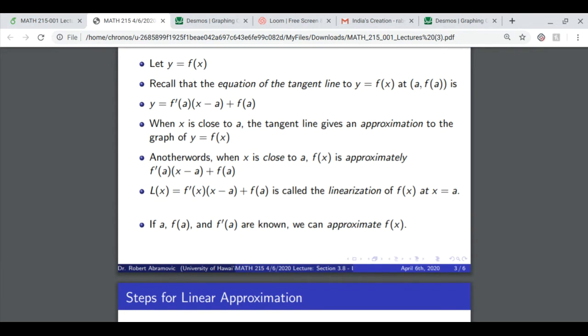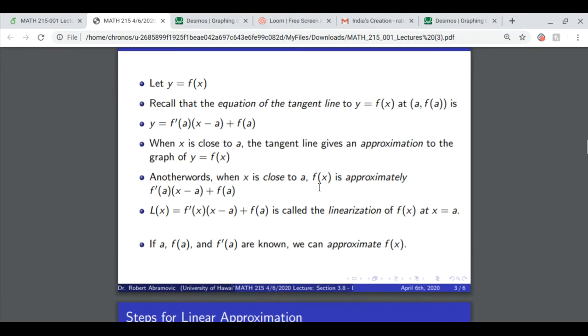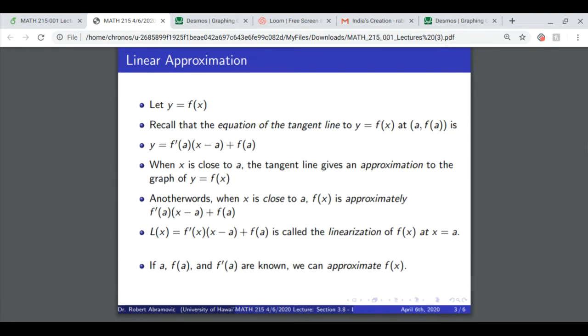If a, f of a, that is the point on the graph, and f prime of a are known, we can approximate f of x. So what linear approximation is used for is finding the value of a function at a value where we do not know it, given that we know the value of the function at a nearby value.